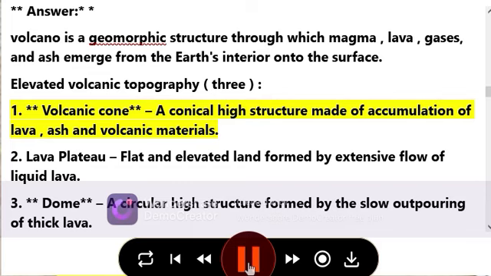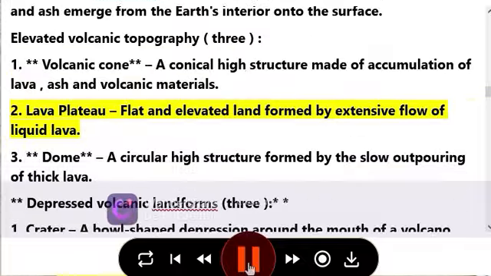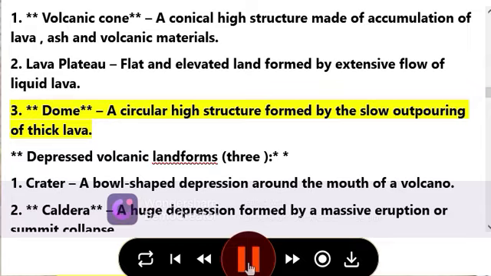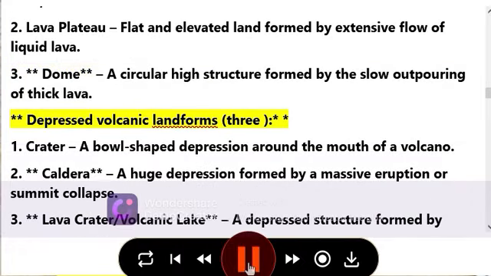1. Volcanic cone, a conical high structure made of accumulation of lava, ash and volcanic materials. 2. Lava plateau, flat and elevated land formed by extensive flow of liquid lava. 3. Dome, a circular high structure formed by the slow outpouring of thick lava.